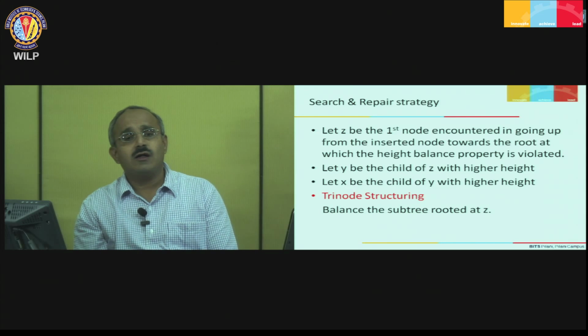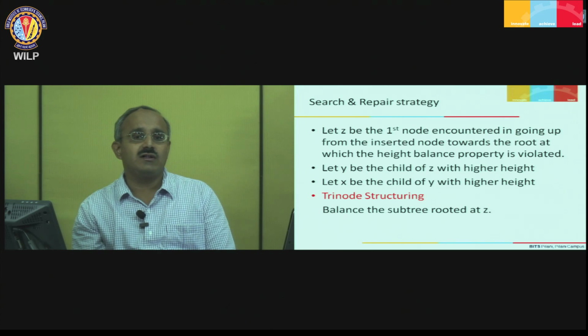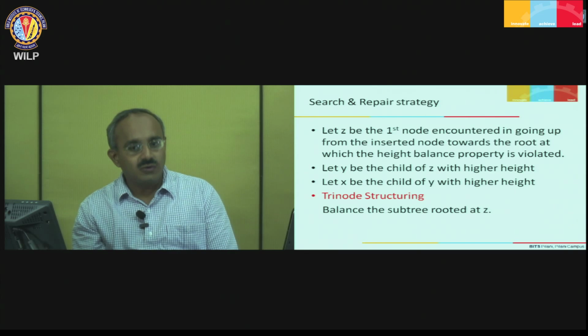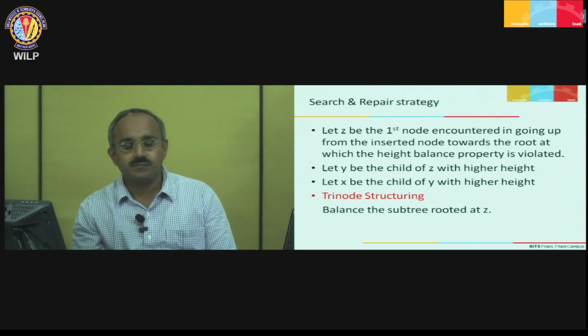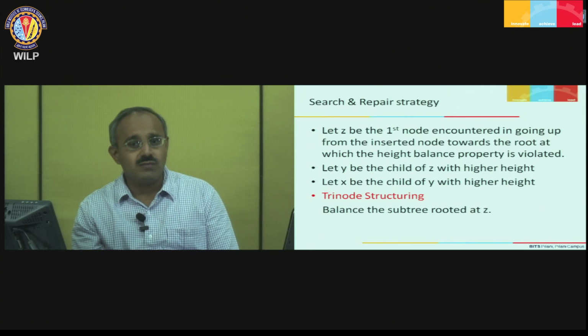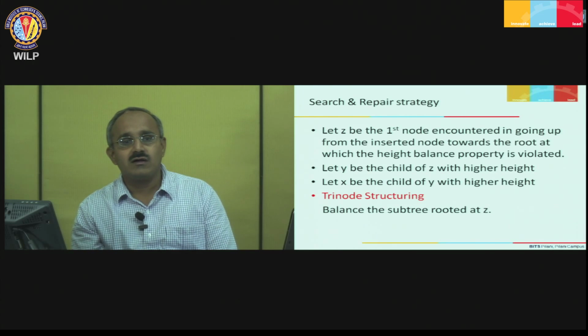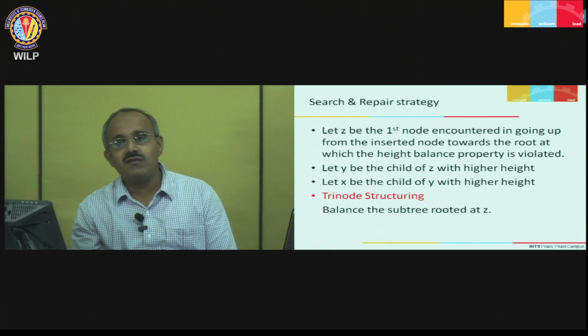So, we are going to look at the search and repair strategy. Our search and repair strategy is going to restructure our tree such that we do not lose the binary search tree property and also the height balance property is satisfied. We are going to do some labeling in order to have a unified way of writing our procedure. We are going to call Z the first node encountered in going up from the inserted node towards the root at which the height property is violated.